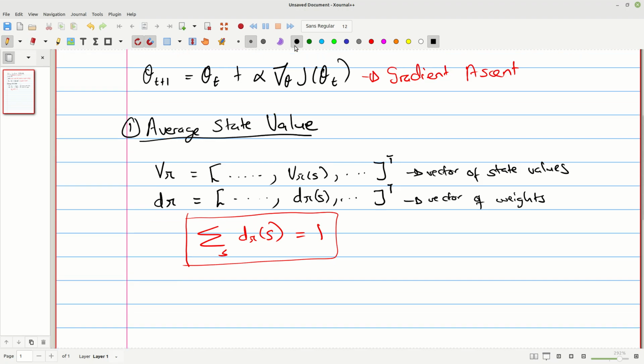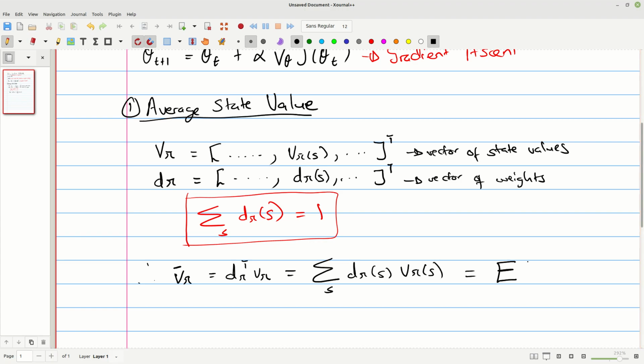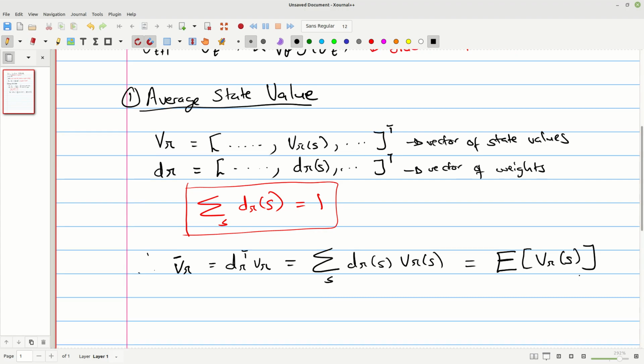That's what we would be going with. So what is our average state value here? We define that by saying v hat of pi, which is equal to d pi transpose v pi, which is essentially the summation over all states of d pi s times v pi of s, which is, as you can see, the expected value of v pi of s. So that's how we define our average state value.